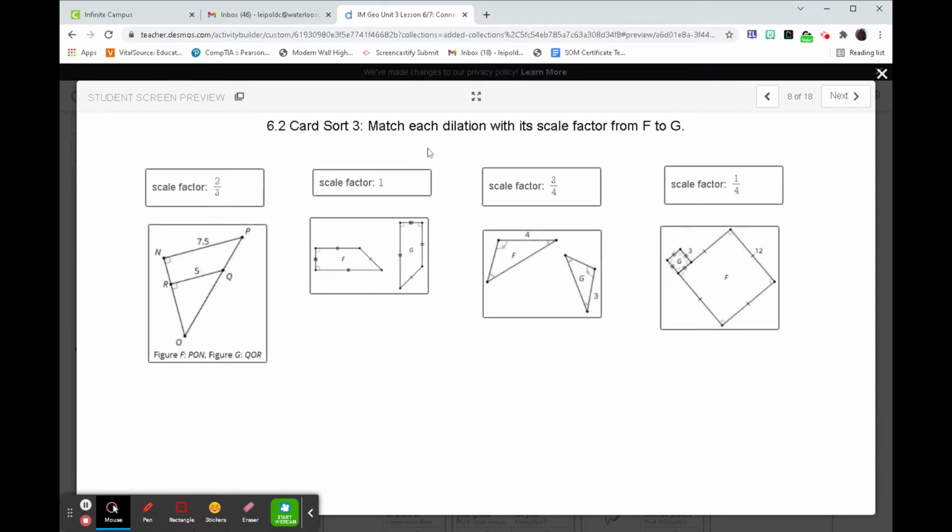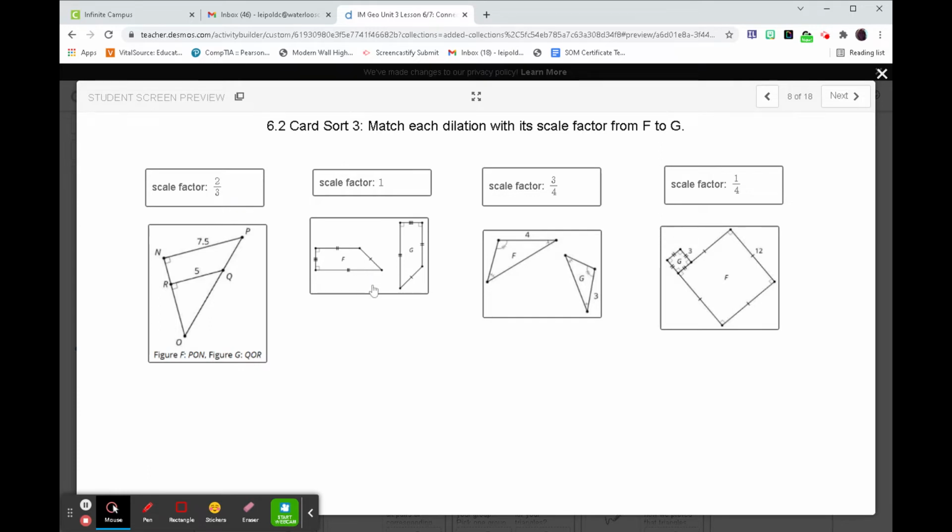Here is another match where we are going to say, okay, what is the dilation and the scale factor for each of these? These are our 4 previous cards that we were looking at, and I have them listed sitting under each of the cards that coordinate with them. So the first one, 2/3, and you may say, how the heck did you get 2/3, Leipold? Well, I divided 5 by 7.5, and if you do that, you find that it's 0.66 repeating, which is 2/3.